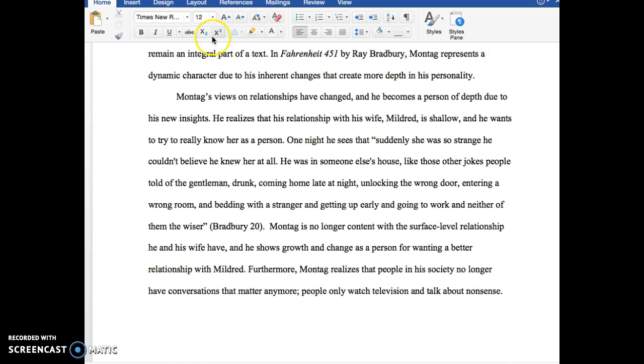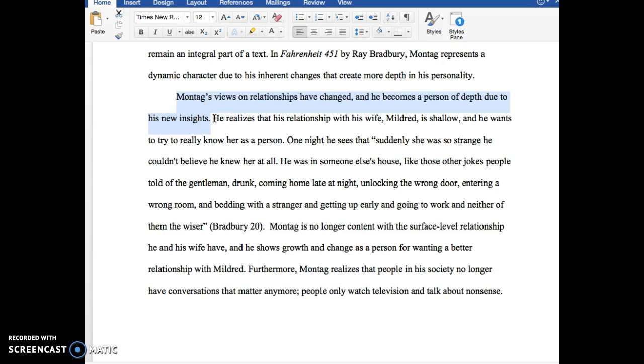Moving along, the topic sentence for the first body paragraph must relate directly to the thesis. The topic sentence is, Montag's views on relationships have changed, and he becomes a person of depth due to his new insights. Notice how there's a direct connection to the thesis statement. You want each topic sentence for your body paragraphs to directly connect to that thesis statement to create cohesiveness in the essay.